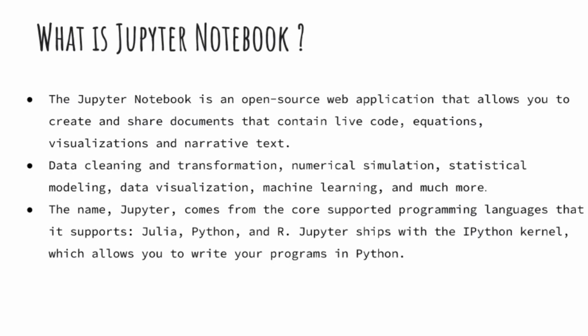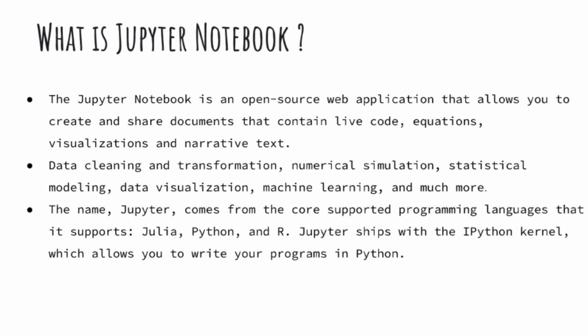The Jupyter Notebook is nothing but a web application that allows you to create and share documents that contain your code. So you can also create visualizations, you can draw graphs, you can do many things with Jupyter Notebook. The name Jupyter comes from the core supported programming languages, like it supports Julia, Python and R. So in this Jupyter Notebook, you can code in Python, you can code in Julia and you can code in R. That's why it is called Jupyter. And why it is called notebook? Because the interface looks like a notebook.